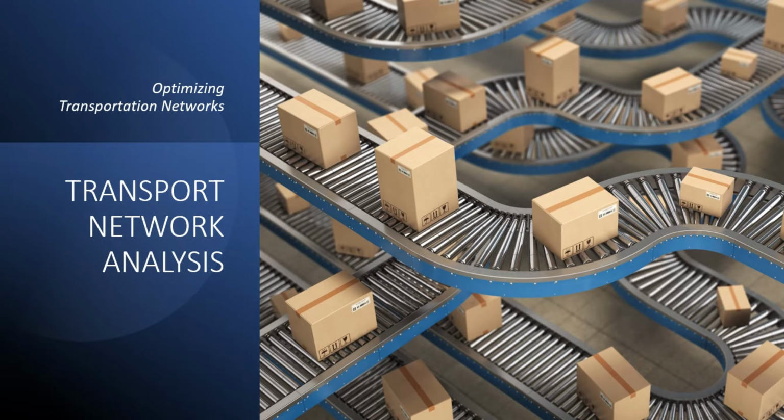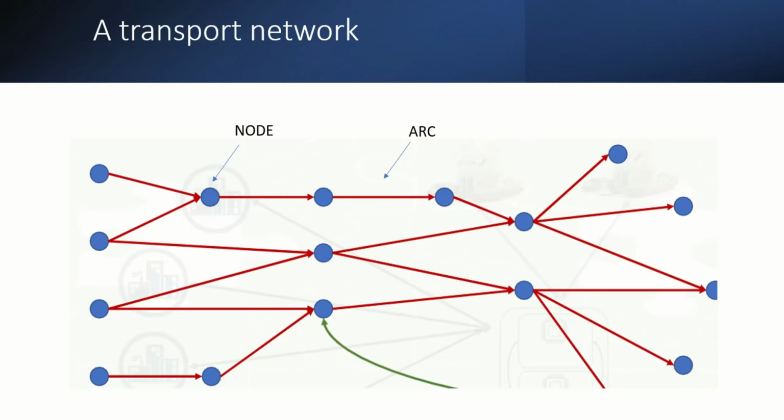So essentially, what you're doing is minimizing the cost of transportation, and that is the whole essence of doing this. Before we dive into solving a practical case, there's a basic concept that you need to understand, and if you don't understand it, this whole thing will look like rocket science to you. So let's look at what a transport network looks like.